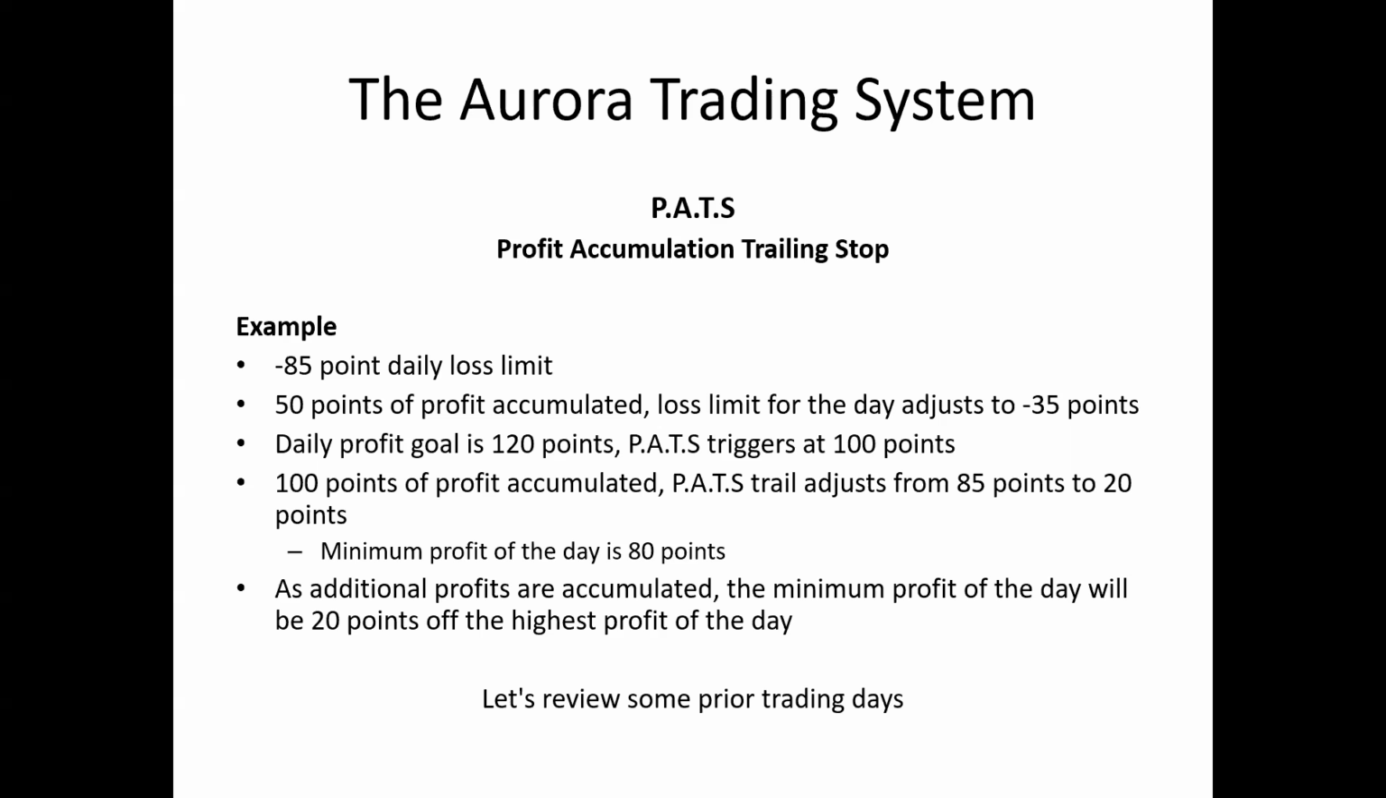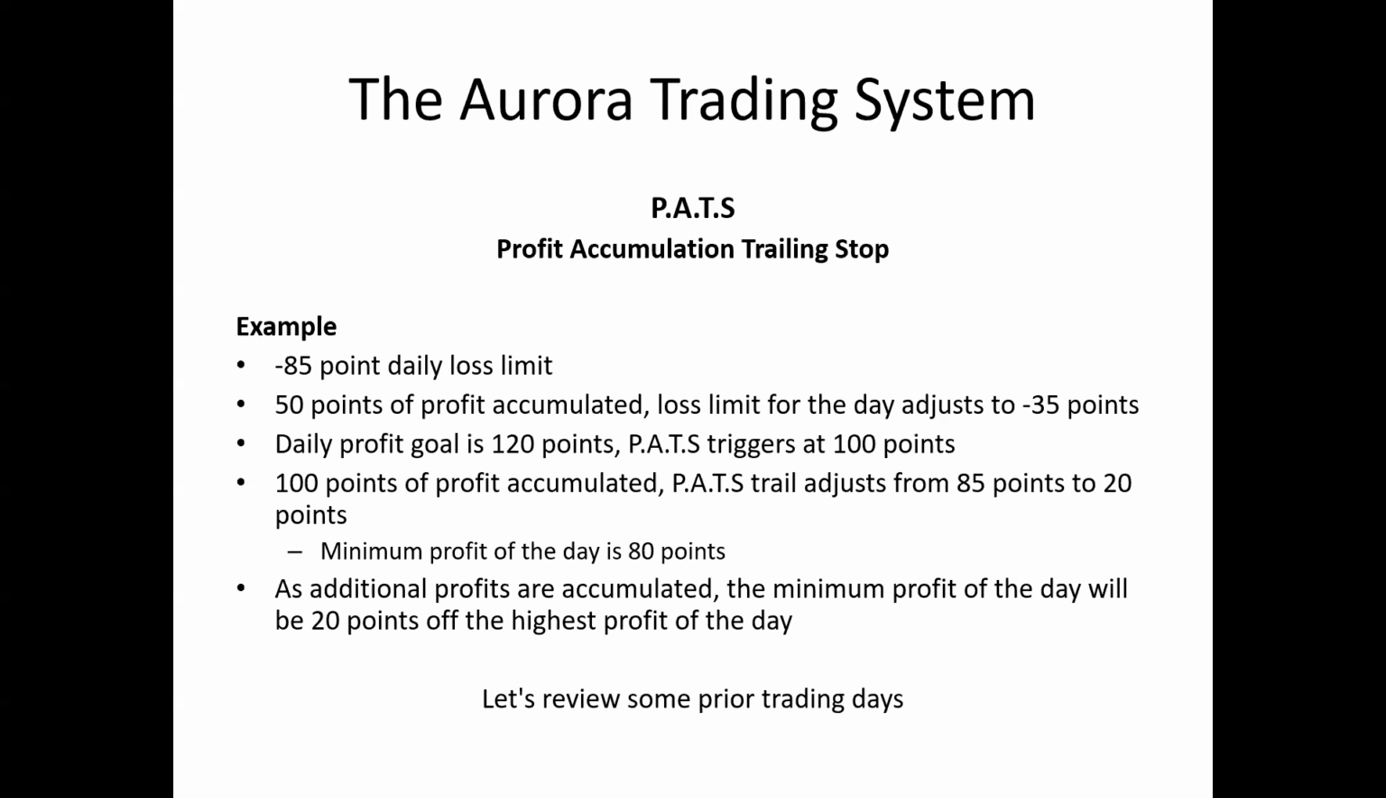So all I'm setting up here is, once I've hit 100 points, I'm going to adjust the amount I'm willing to give back from 85 points to 20 points. So now my minimum profit for the day, I know, is going to be right around 80 points. As additional profits are accumulated, that minimum profit of the day will be 20 points off the highest profit of the day.